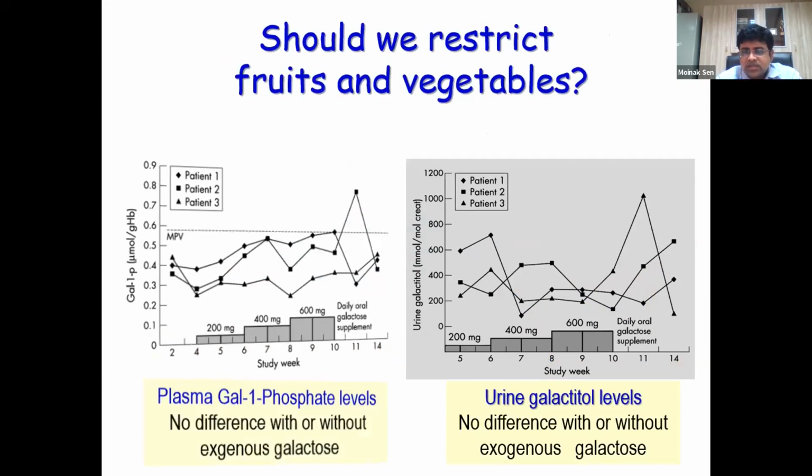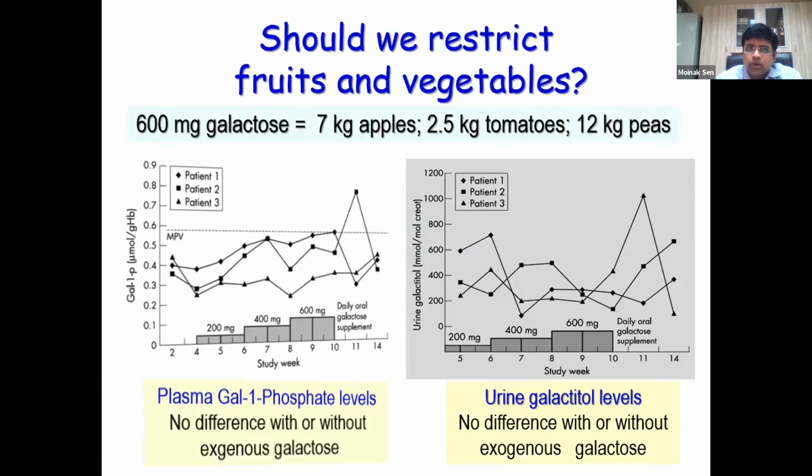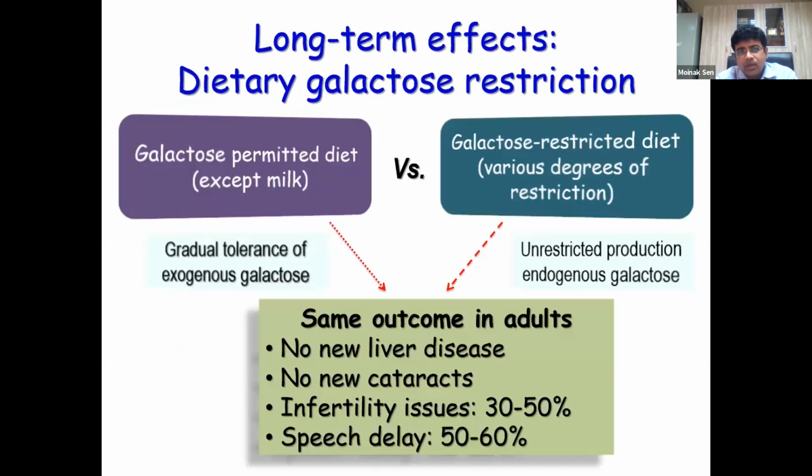Well, there were studies that showed you have to take approximately 600 milligrams of galactose to have toxicity. To achieve that 600 milligrams of galactose, you need to eat 7 kg of apples, 2.5 kg of tomatoes, and 12 grams of peas, which is obviously too much and you cannot eat that. Hence, restricting fruits and vegetables for galactose is not a good idea.